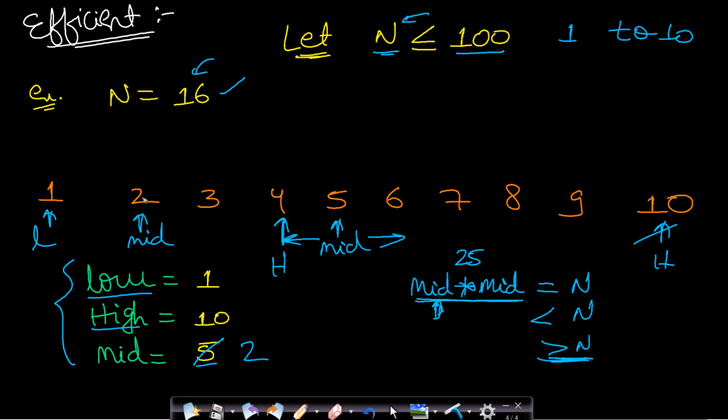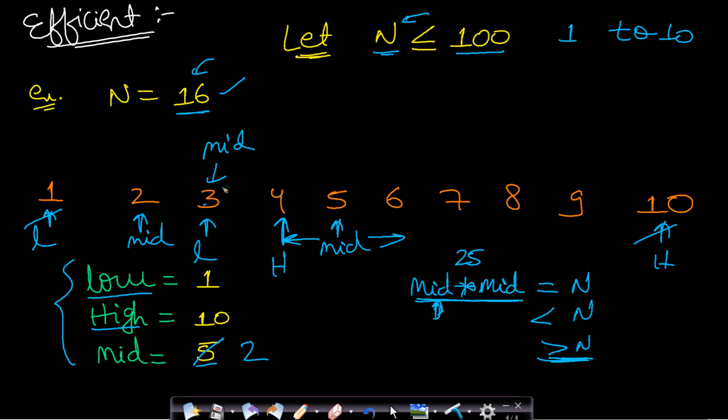Now we will compare if 2 into 2 is equal to this n. They are not equal, and mid into mid is less than n. So we will have to increase the value of mid, which means updating the low value to mid plus 1. So this is our low now. What will be the mid value? The new mid value will be low plus high by 2, that is 4 plus 3 by 2, which will be equal to 3. So this will be our mid value.